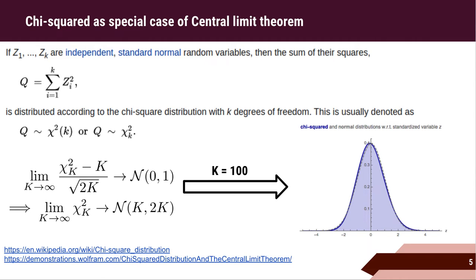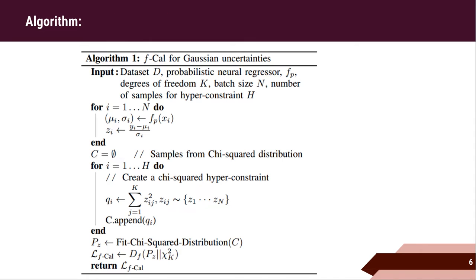In this work, to enforce distribution and calibration constraints, we fuse a set of k standard normal random variables to create a chi-squared random variable. For k greater than 50, the chi-squared distribution converges to a Gaussian distribution according to the central limit theorem. In our algorithm, a neural regressor predicts mean and standard deviation for an input, and we calculate residuals and create chi-squared hyperconstraints. We employ F divergence to match it with the desired target distribution.